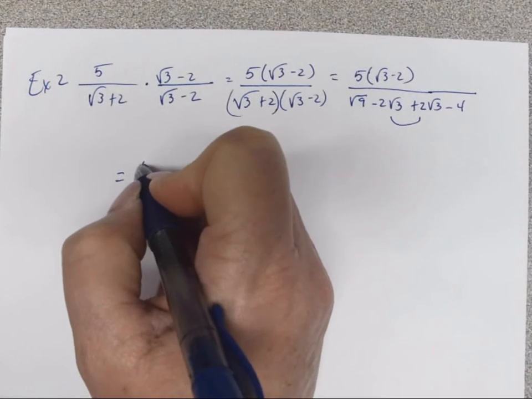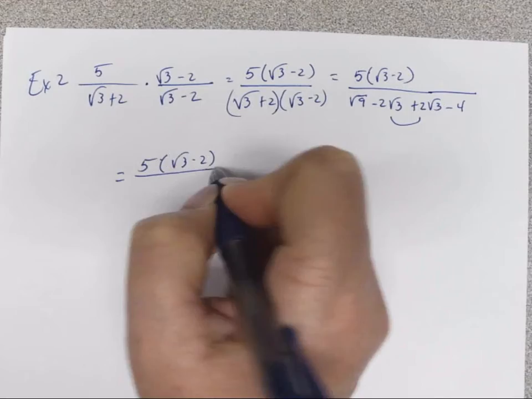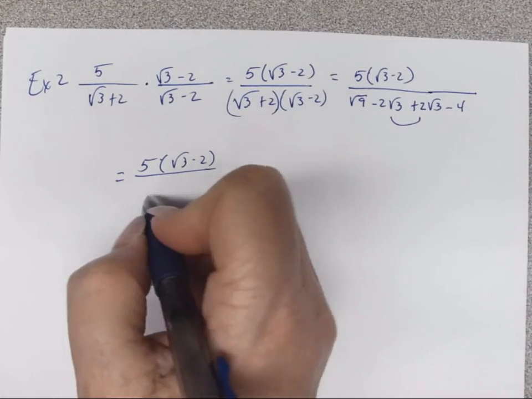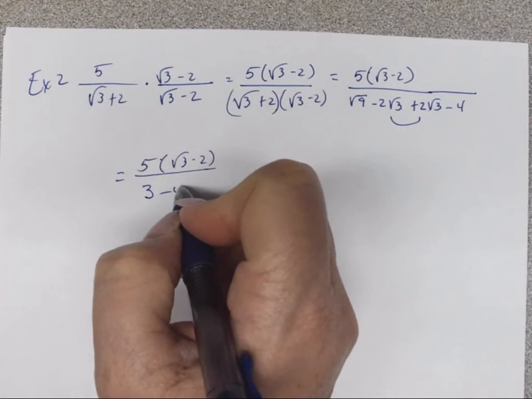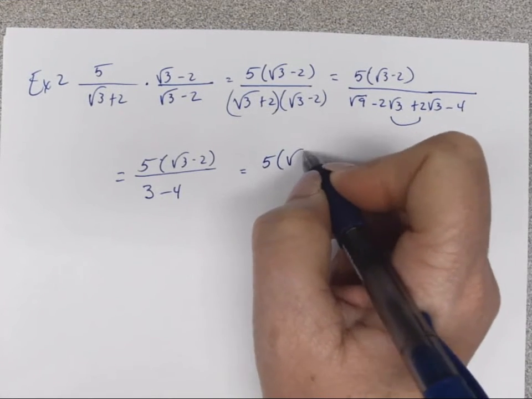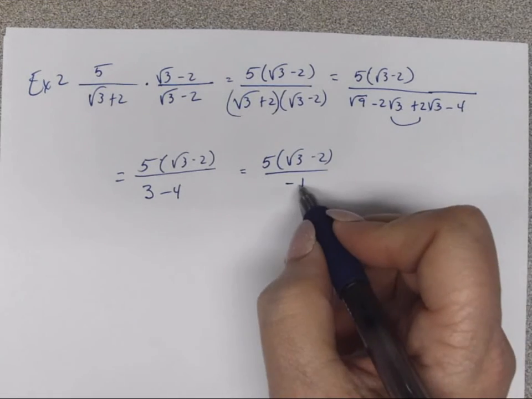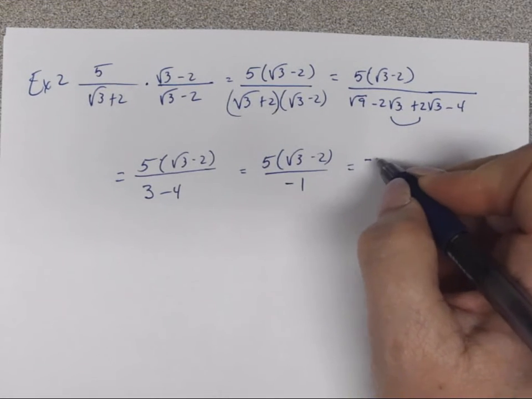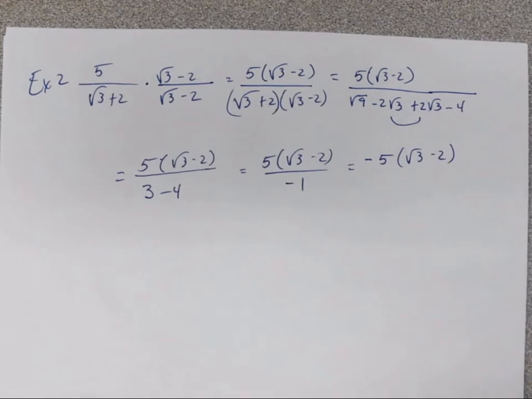So now we have 5 times our square root of 3 minus 2. We have the square root of 9, which is 3. The two middle terms canceled, minus 4. Well, that ends up being 5 times square root of 3 minus 2 over negative 1. We can bring the negative up and get negative 5 times square root of 3 minus 2.